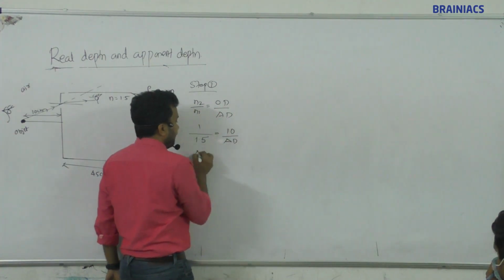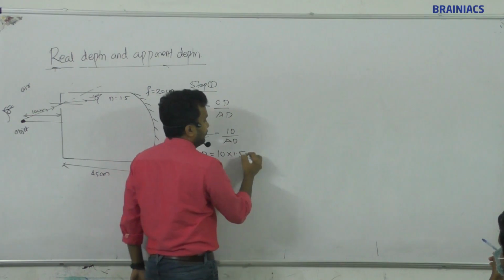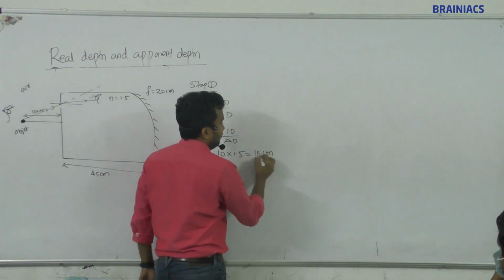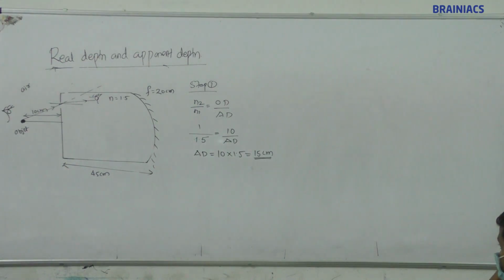Apparent depth. 10 into 1.5, which is equal to 15 centimeter. So it's over. Centimeter means what? Centimeter from here. So from here, this is now the image. This is at a distance of 50.